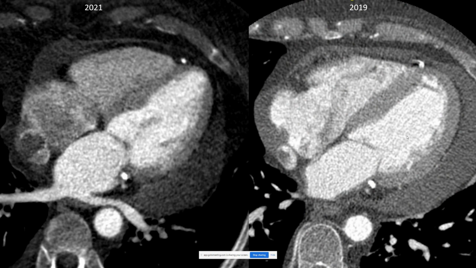Because I've seen pseudoaneurysms of the coronaries that will slowly enlarge, but usually, at least in the case that I have seen, it comes right off of the main coronary artery, not some small branch.